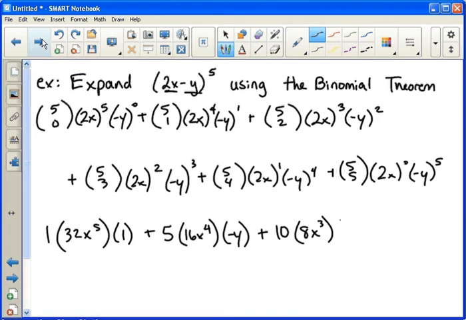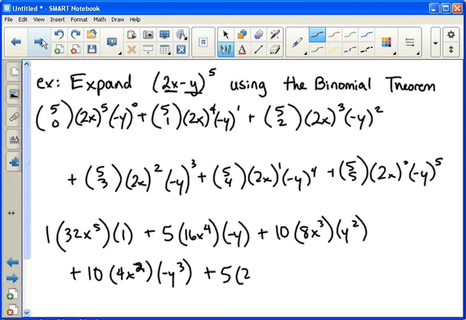Okay, and then 5 choose 3 is also 10. 2x squared is 4x squared. Remember, square the 2 and the x. Negative y cubed stays negative. Cubed keeps the negative. 5 choose 4 is 5. 2x. And then to the 4th gets rid of that negative, so it's just y to the 4th. 5 choose 5 is 1. 2x to the 0 is 1. And then negative y to the 5th keeps the negative sign.